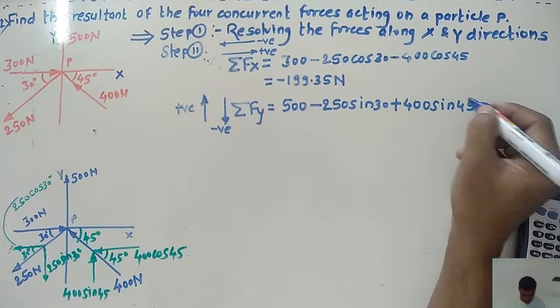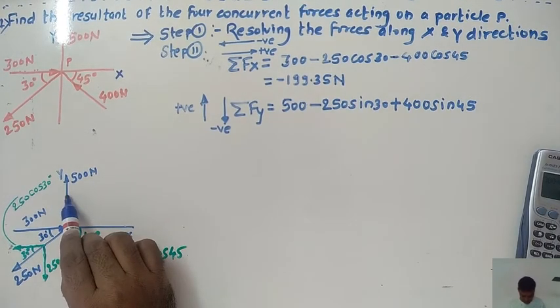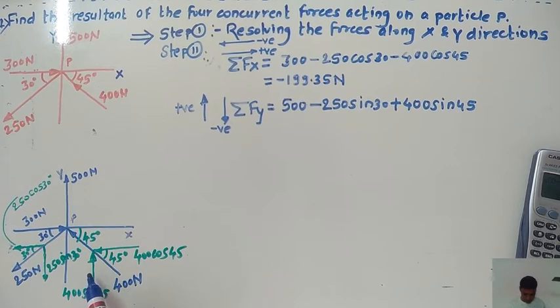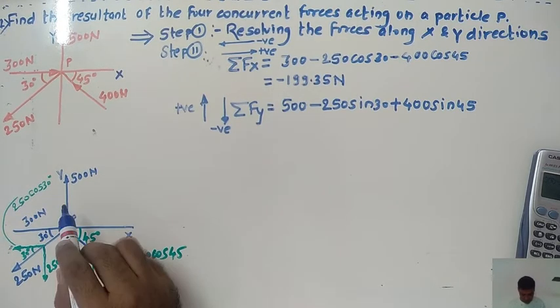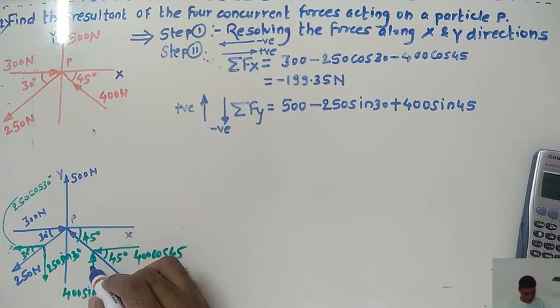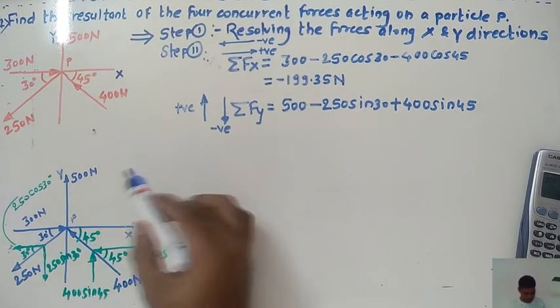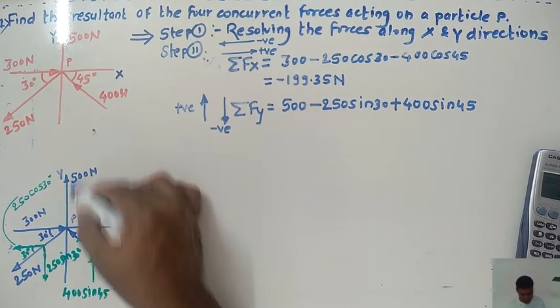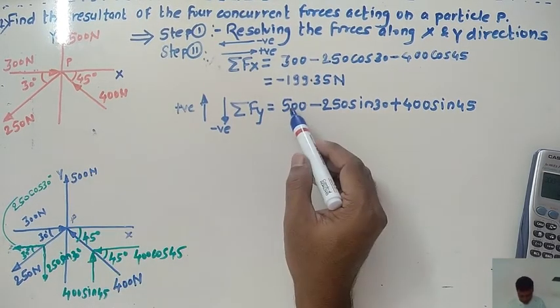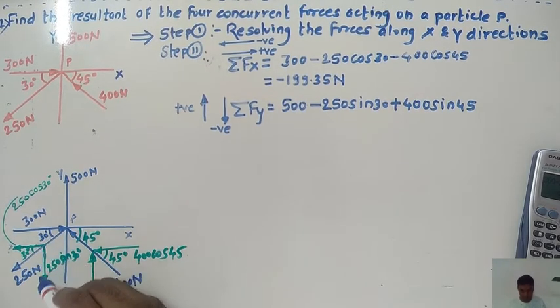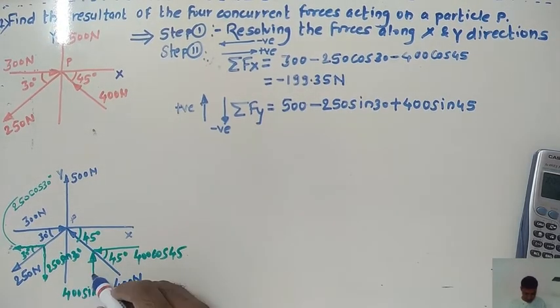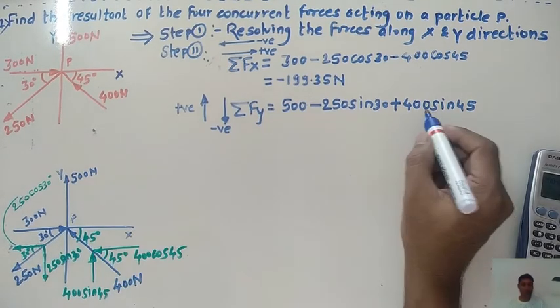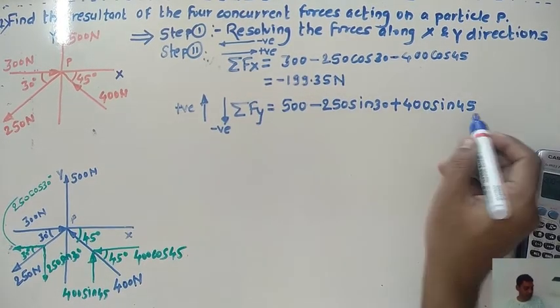Make sure all the forces are considered, 1, 2, 3. Three forces, either vertically in upward direction or downward direction. Make sure the sign given for each particular force is positive or negative. This force running vertically in upward direction, the positive sign is given. This force running vertically in downward direction, we have given the negative sign. Next force is here, 400 sine of 45, running vertically in upward direction, so give the positive sign. Once all the forces are considered, do the calculation.